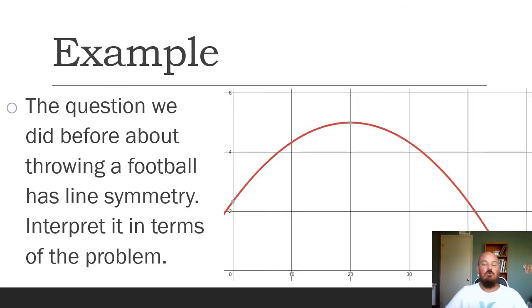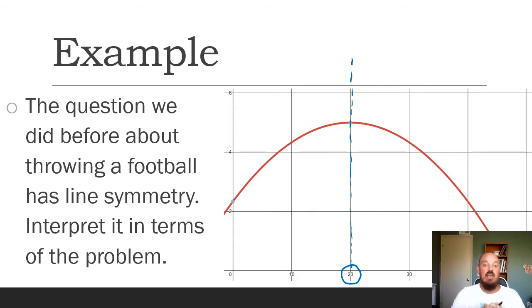So let's talk about our football question from before. A couple sections ago, we did a question about throwing a football, and I asked you about the intercepts of that graph. Well, today, let's talk about line symmetry, because this graph does have line symmetry. In fact, I'll draw it in there. If I draw this vertical line right here at x equals 20, I can tell it's 20 because it's marked on the x-axis. What I get is a shape that's a mirror image. Or if this were on paper and you folded that paper over, the graph folds right onto itself.